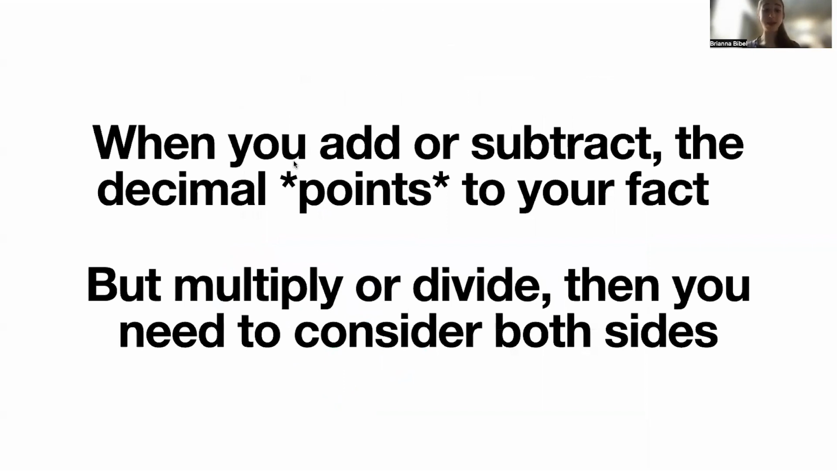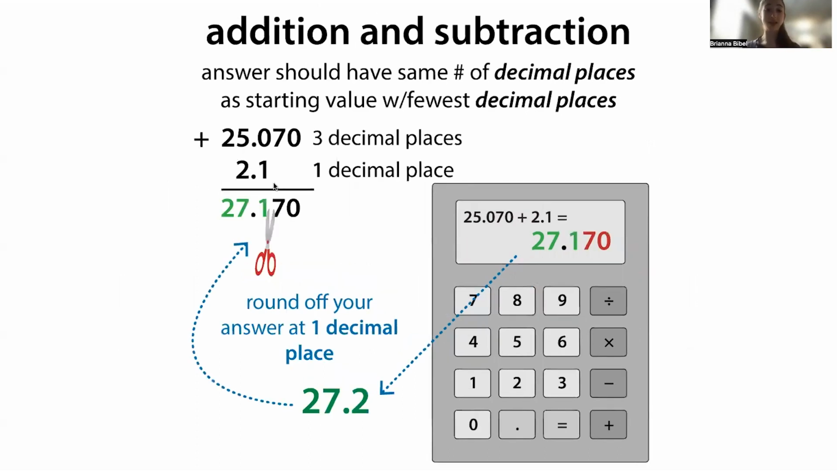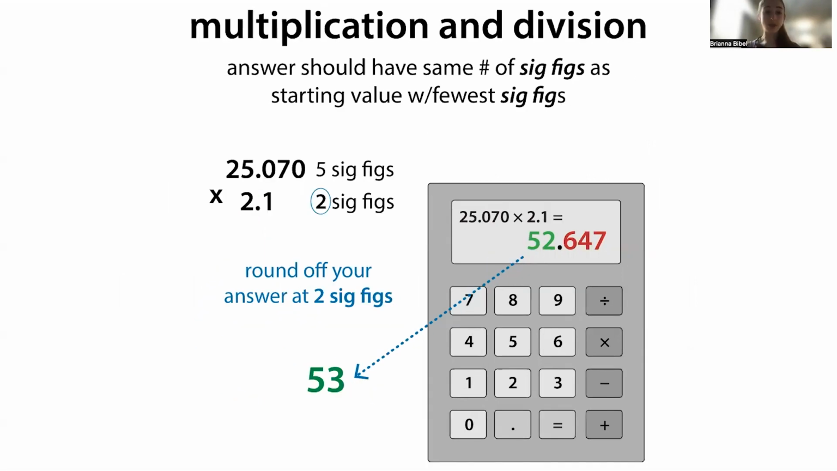Now, when you multiply or divide, you need to consider both sides. The answer should have the same number of sig figs as the starting value with the fewest sig figs. So in this case, we care about the total number of sig figs in our numbers going in, and we round our value to the number of significant figures of the number with the lowest significant figures. So here it's the number of significant figures that counts, and before it was the number of decimal places. And so there are different rules for different calculations.